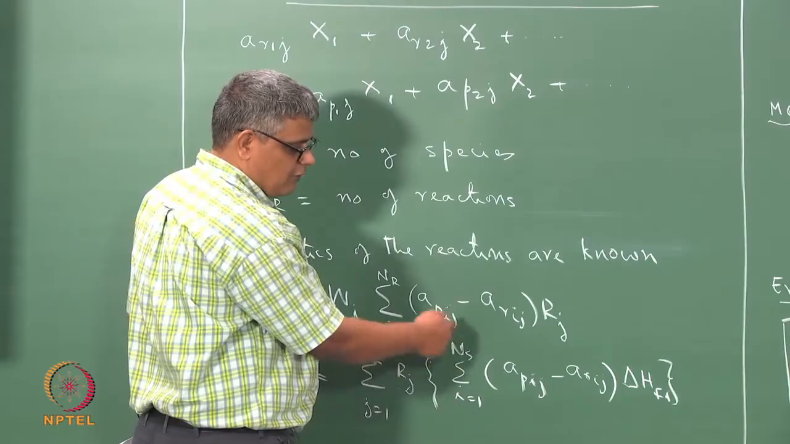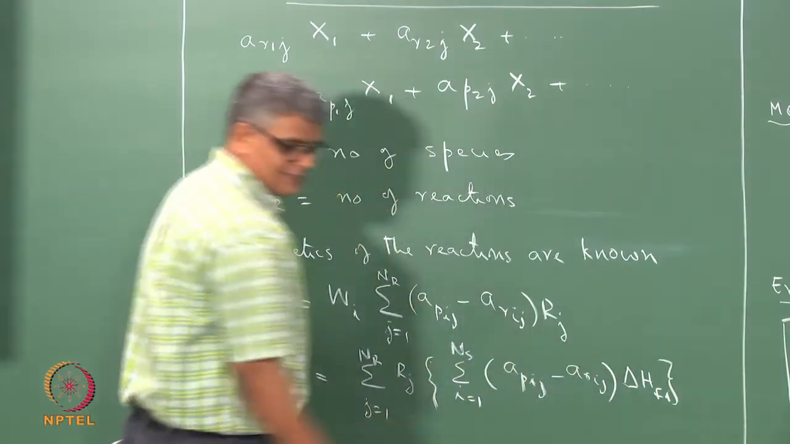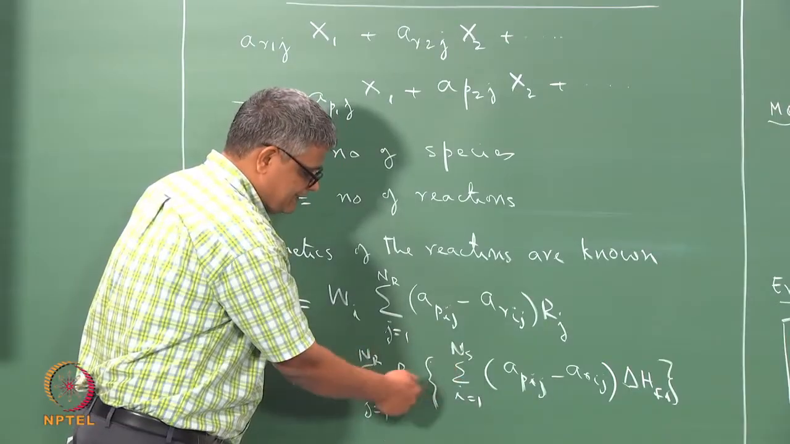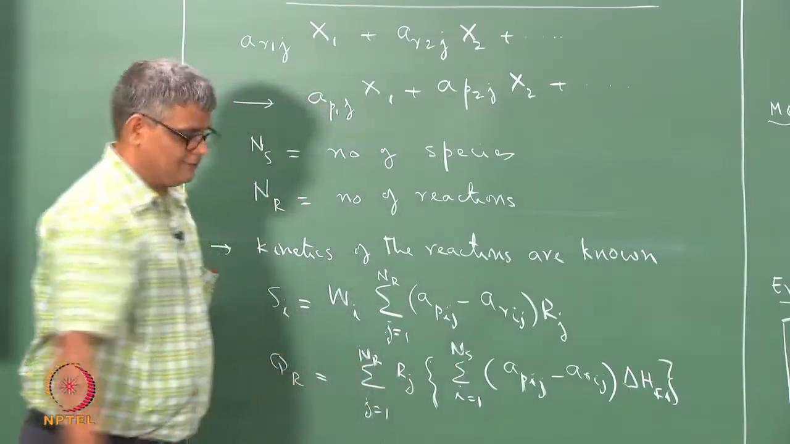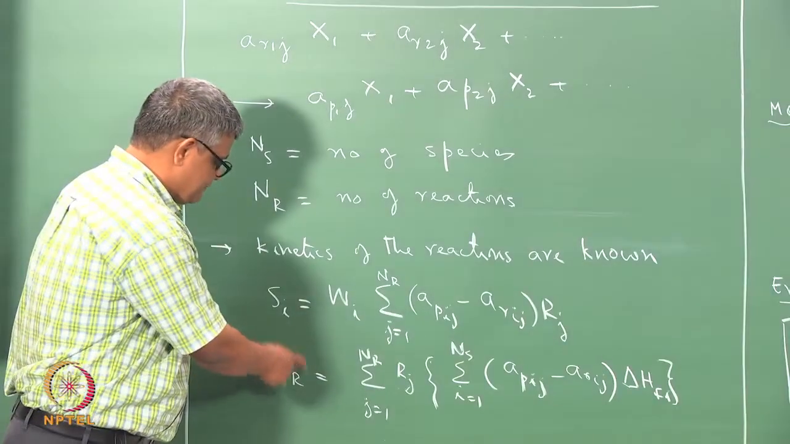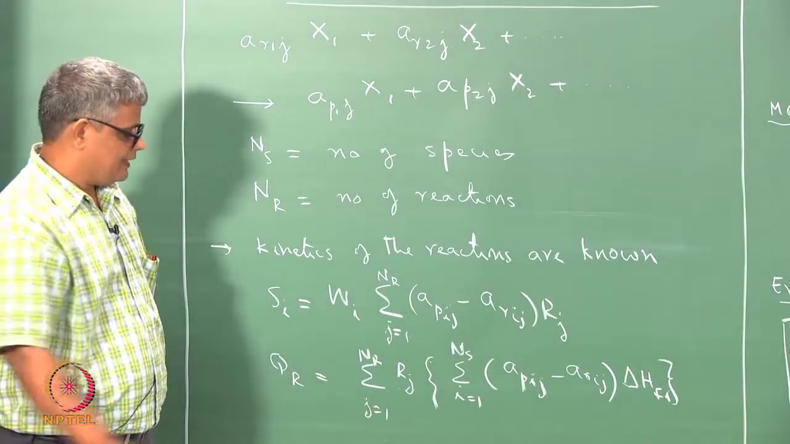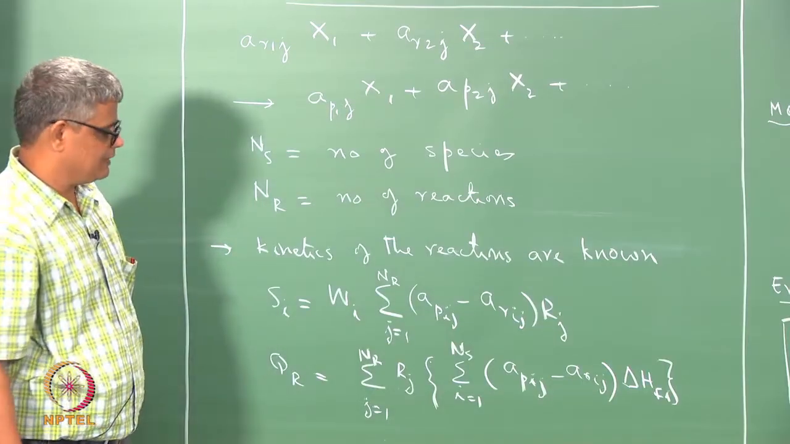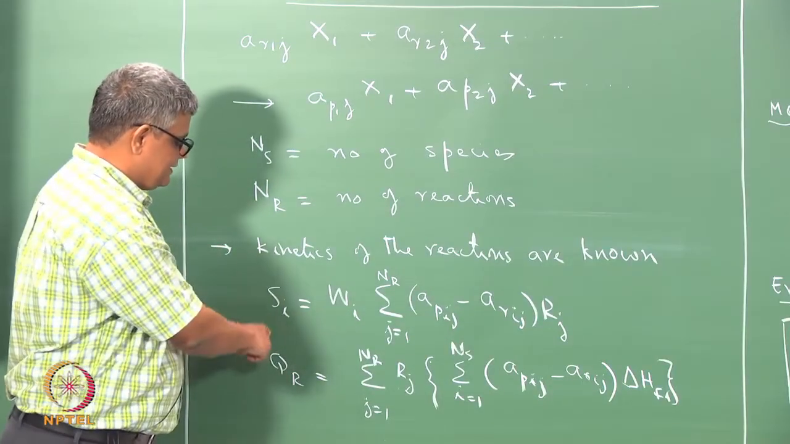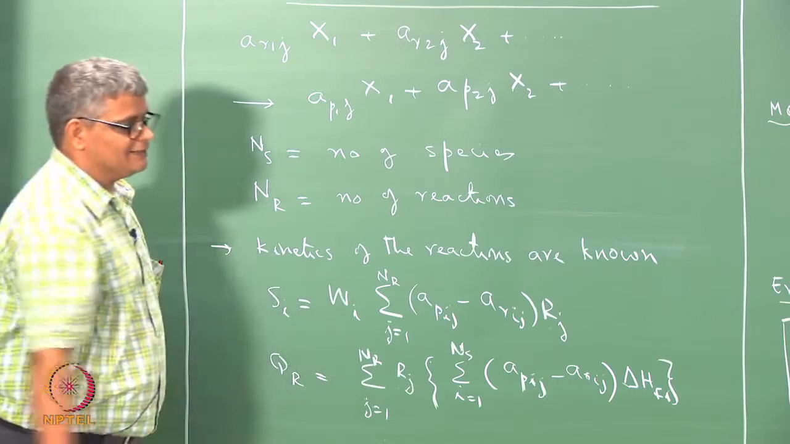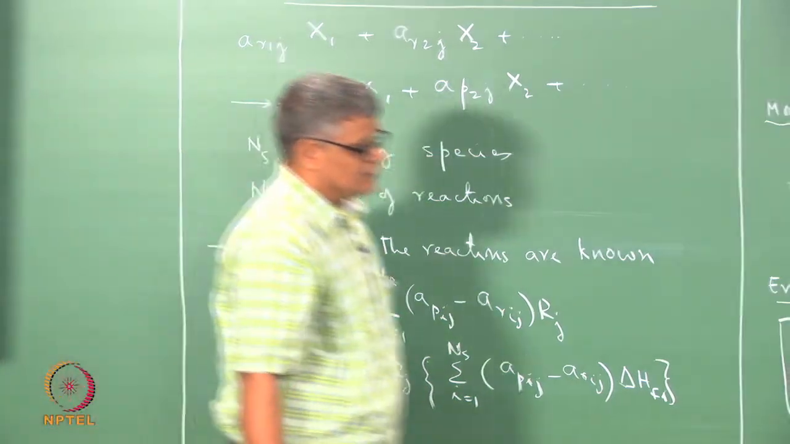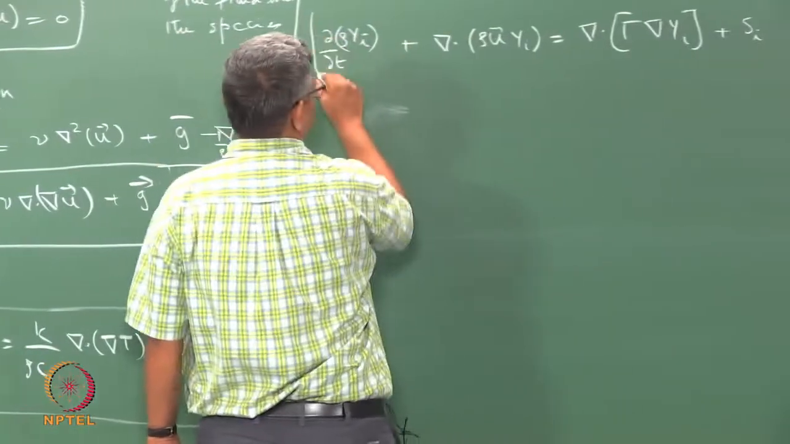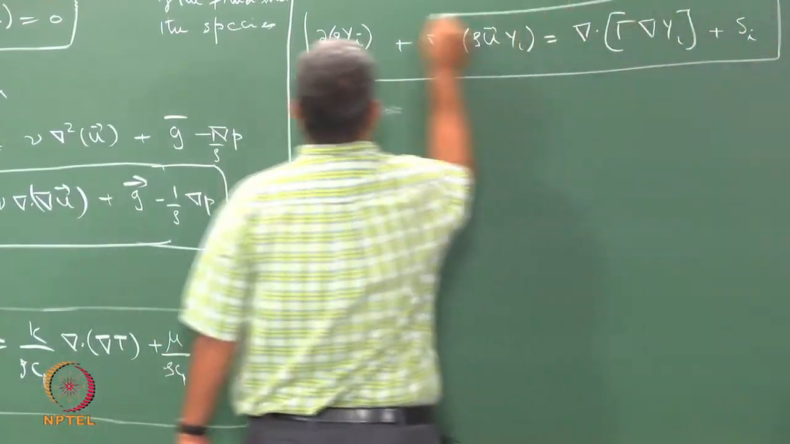This has to be summed over all the species that are participating in this reaction, times the rate of that particular reaction, and that summed over all the reactions will give us the total heat of this system of reactions. Okay. So we have these rate of reaction and heat of reaction terms which appear in the energy balance equation and the species balance equation.